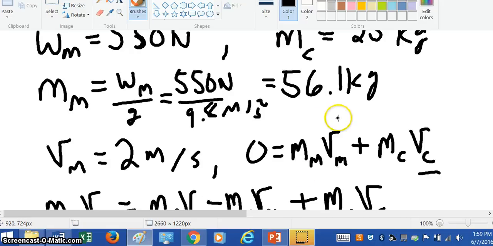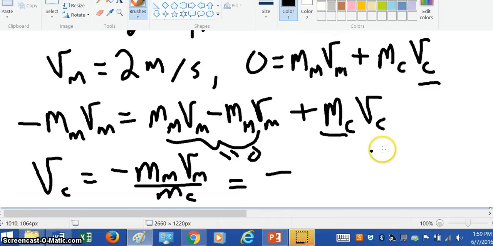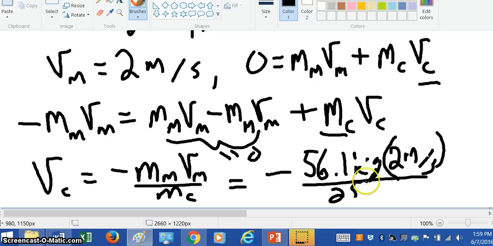So let's see, the mass of the child was 25, the mass of the mother was 56.1. I've forgotten those already. So it's going to be 56.1 kilograms times the velocity of the mother, which is 2 meters per second, and then that's all divided by 25 kilograms. Right, and the kilograms cancel, of course, leaving you an answer in meters per second.